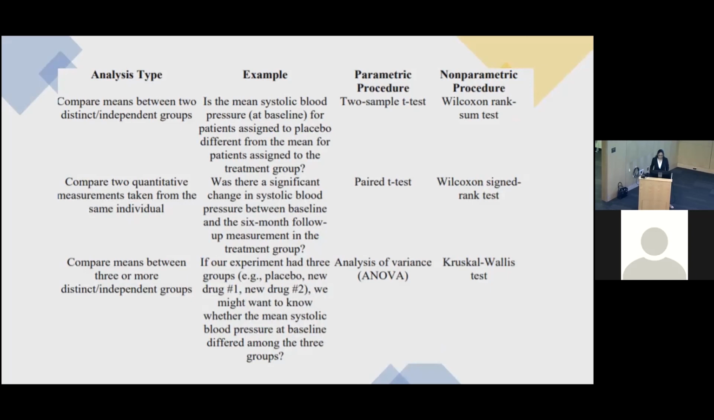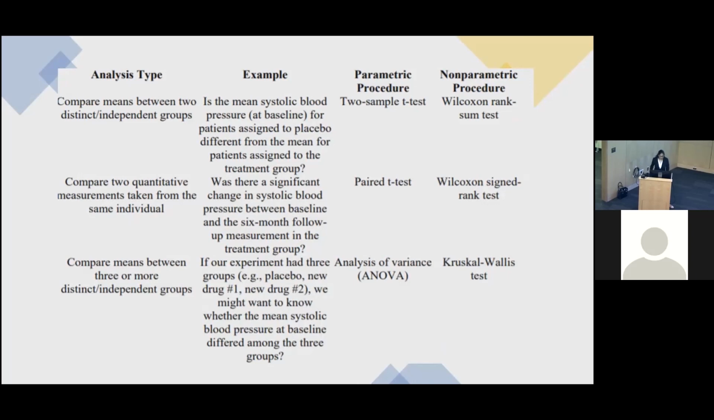So since the measurements are coming from the same set of population, but in different conditions at different time points, we use the paired t-test when your data is normally distributed, and the non-parametric alternative when your data is non-normally distributed is the Wilcoxon signed rank test.